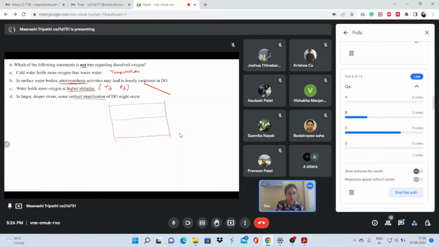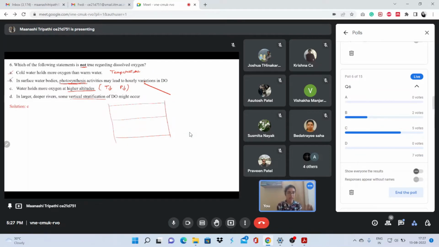Okay, we'll see the answer. Answer is C. Water holds more oxygen at higher altitudes. So option A is true because if we increase the temperature of water, oxygen will go away. Oxygen will bubble out. So yes, cold water holds more oxygen because it has lower temperature. This one is true. B. In surface water bodies, photosynthesis activities may lead to daily variation in DO.